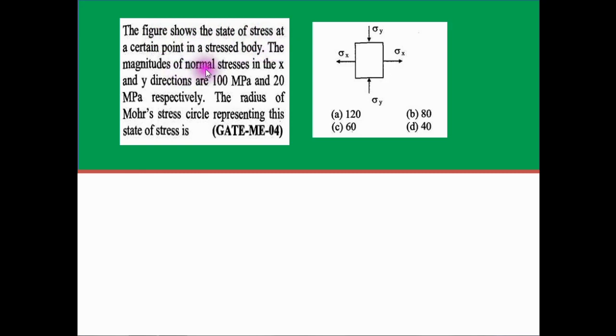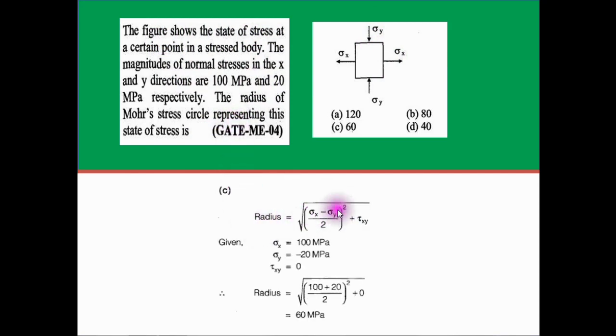The figure shows the state of stress at a certain point in a stressed body. The magnitudes of normal stress in the x and y directions are 100 megapascal and 20 megapascal compression. The radius of the Mohr circle is given by this formula. Substituting sigma x, sigma y and tau xy, we get the radius equal to 60 megapascal. This radius of the Mohr circle represents the maximum shear stress, and here tau xy is not given, hence it is taken as 0, and sigma y is considered minus because it is compression in nature.